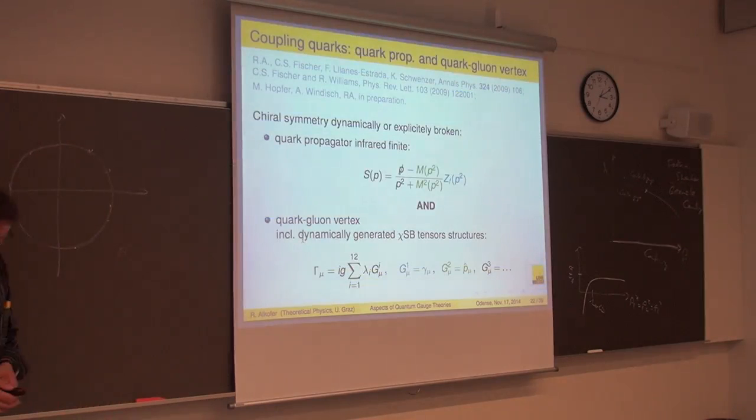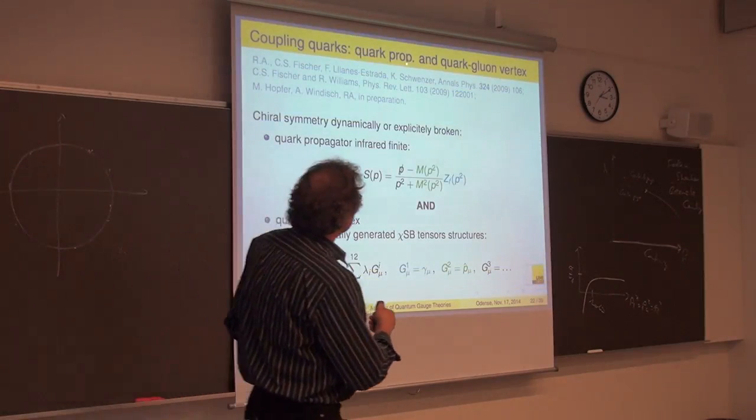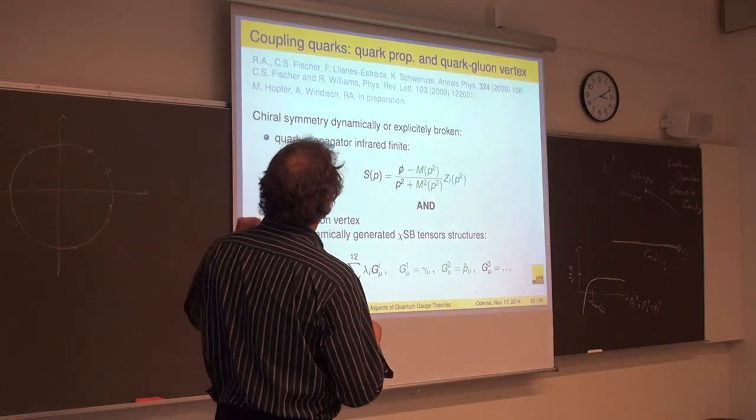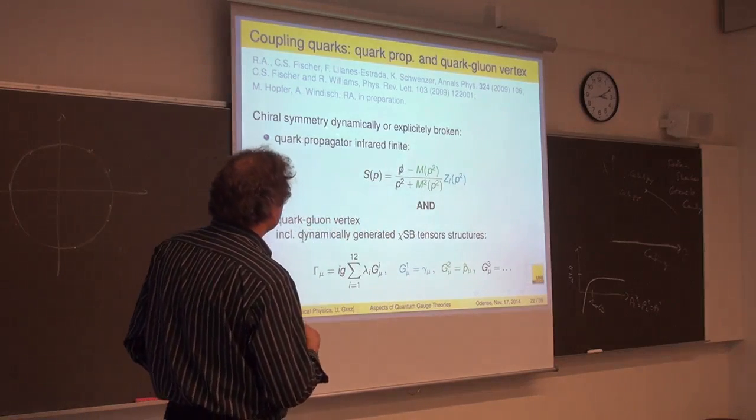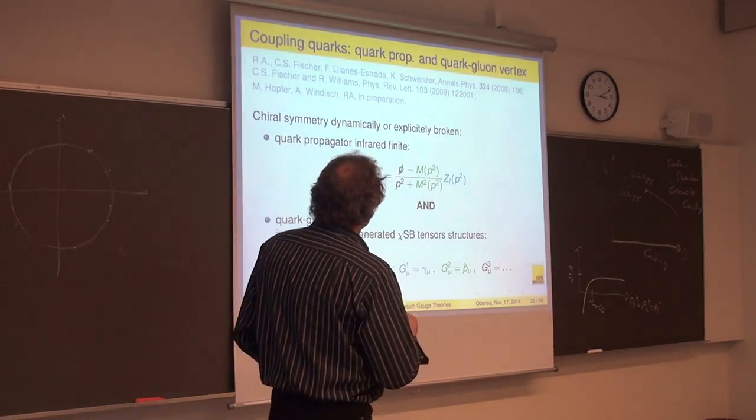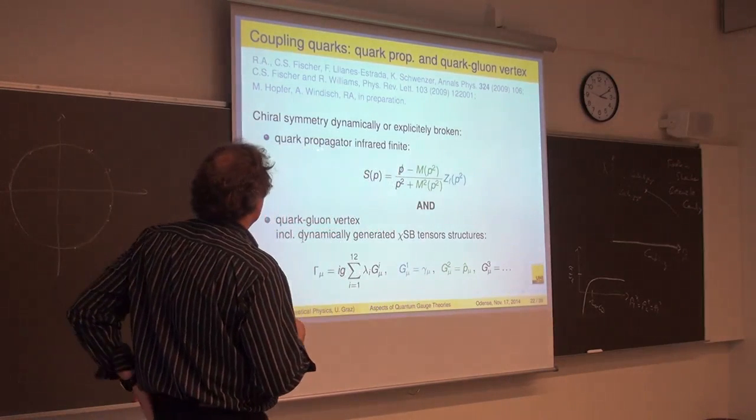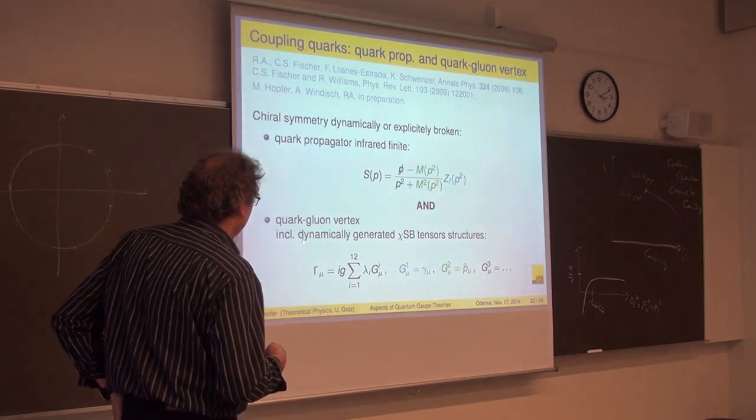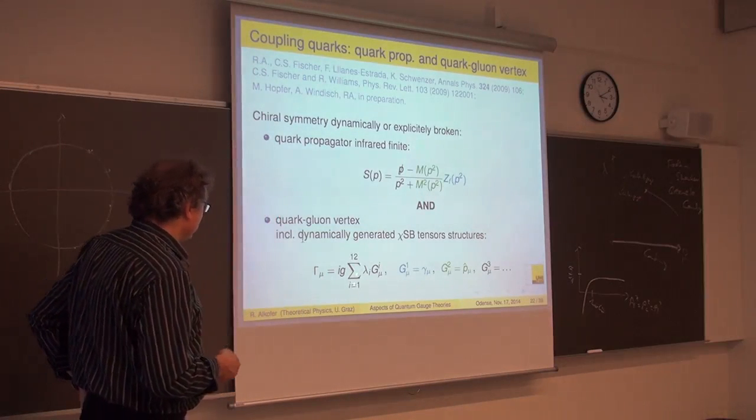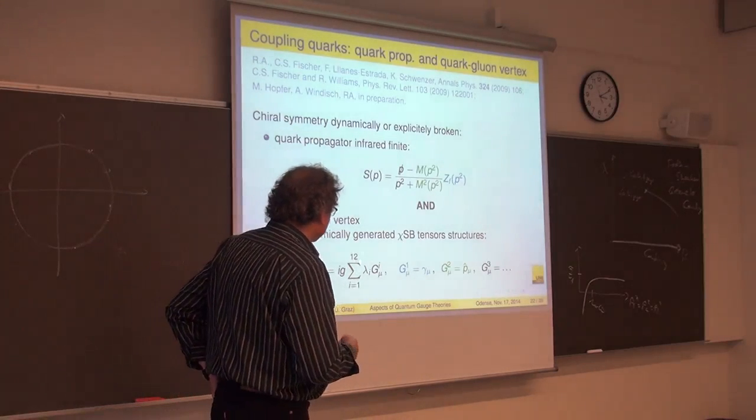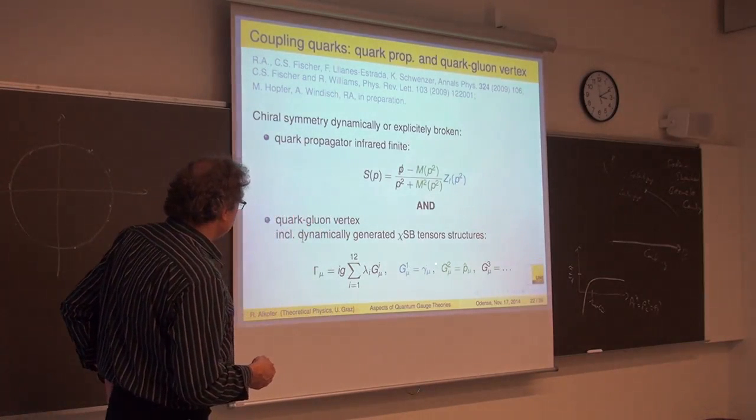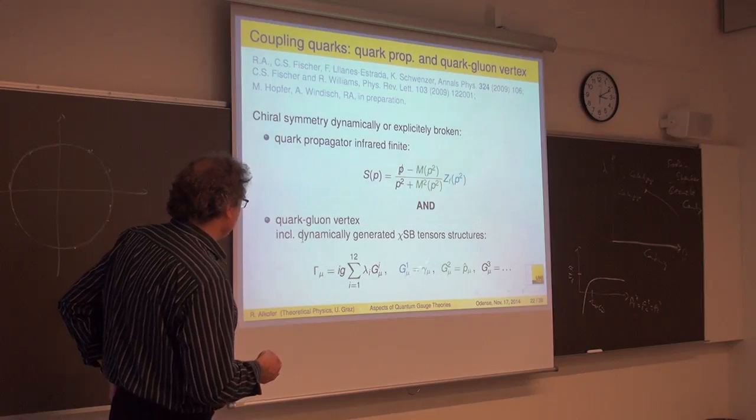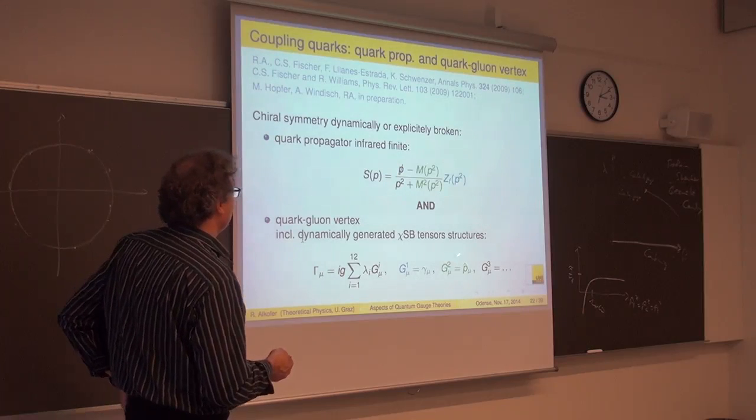Good. Now, if we want to couple quarks, we need the quark propagator and the quark-gluon vertex. Chiral symmetry is dynamically or explicitly broken, so we have this representation. The quark-gluon vertex has 12 tensor structures, 8 transverse ones, but interesting is that they always come as chiral symmetry respecting, chiral symmetry violating.